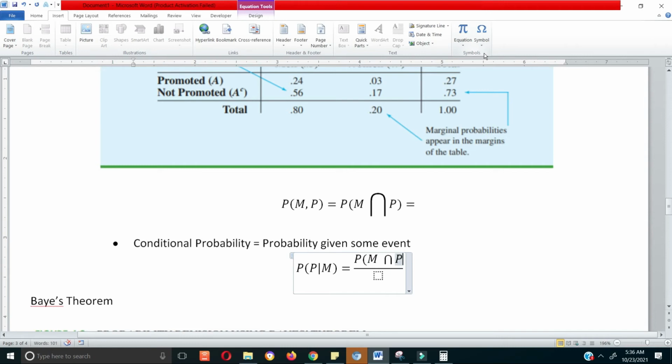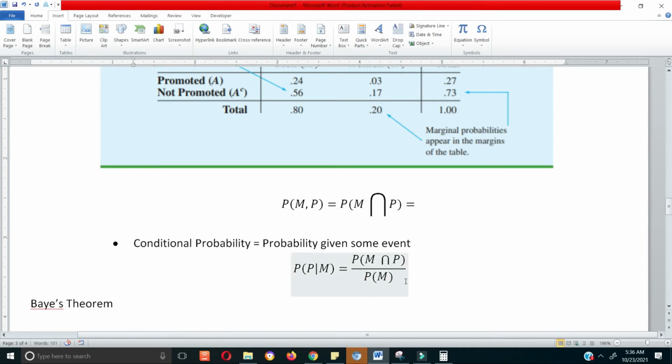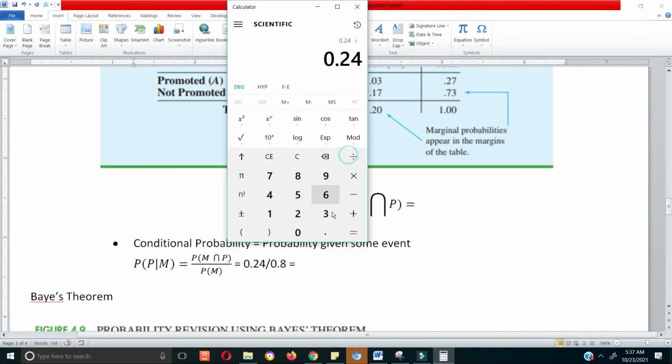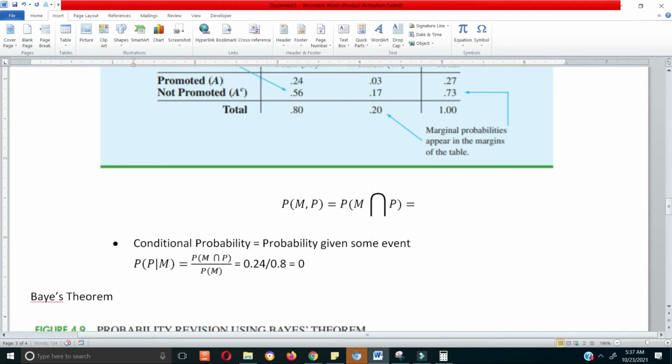And is promoted over the probability that one is a man, yeah? So the given part is always in the denominator. So it basically means that we are going to ignore all these other probabilities of women. So this will give us the probability. So it's going to be the 0.24 that you see over here, man and promoted, 0.24 divided by the 0.8. 0.24 divided by 0.8 gives you 0.3.